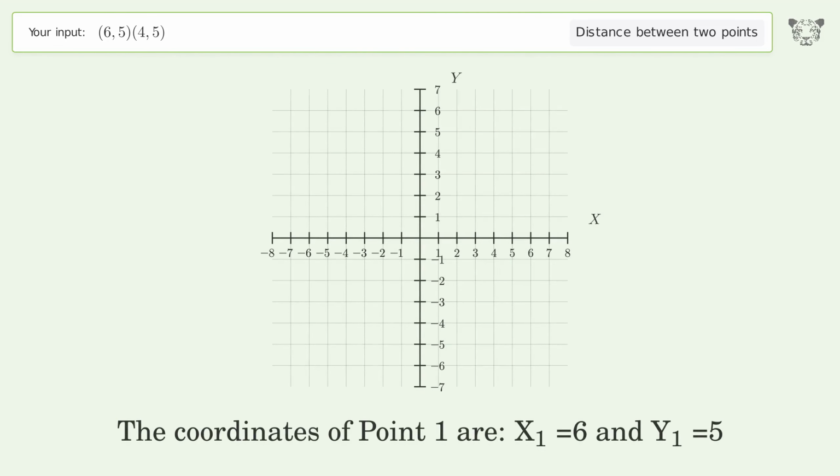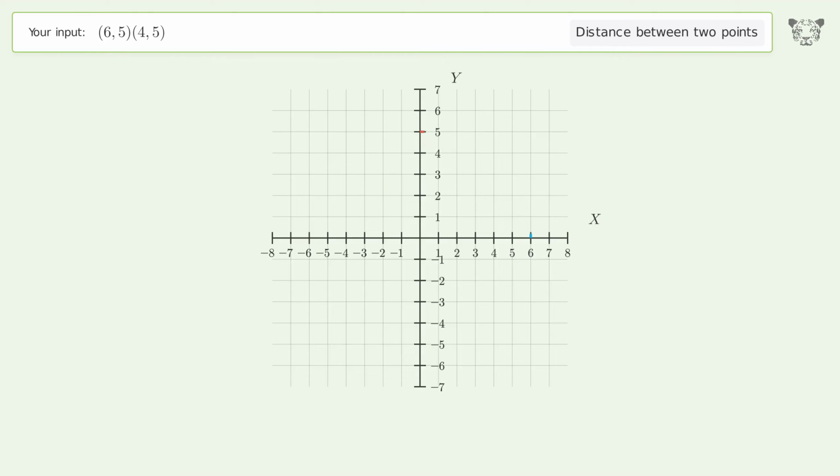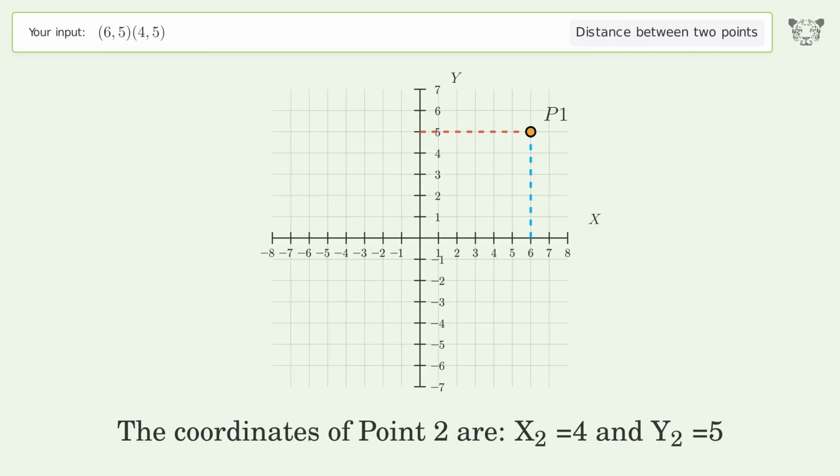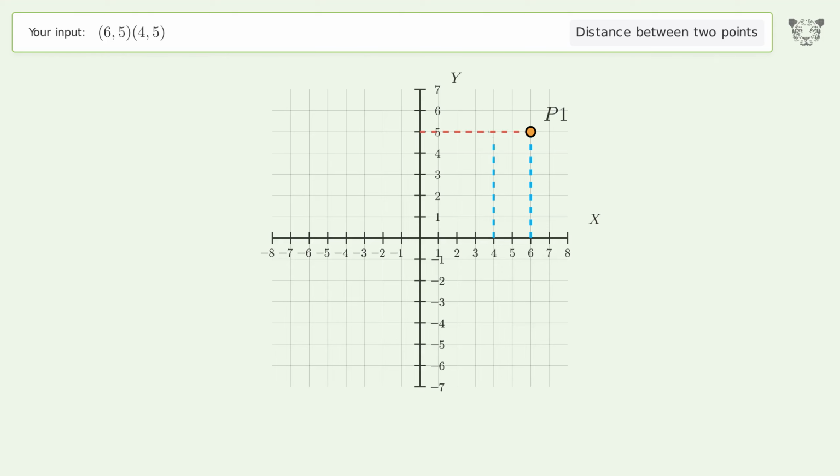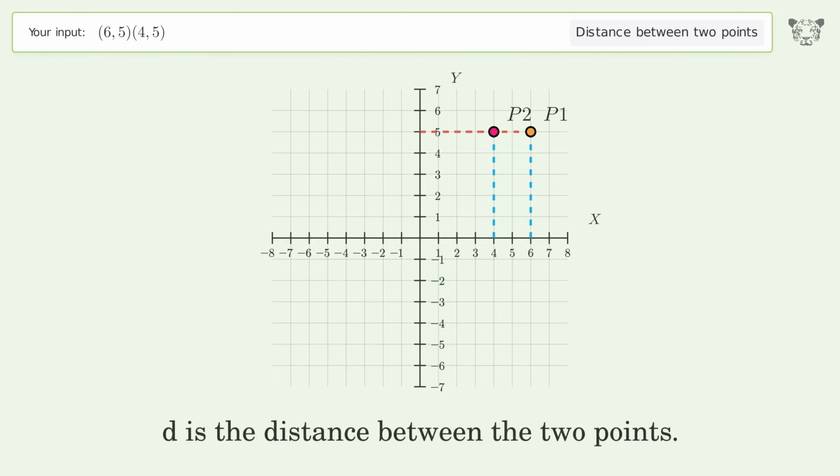The coordinates of point 1 are x1 equals 6 and y1 equals 5. The coordinates of point 2 are x2 equals 4 and y2 equals 5. D is the distance between the 2 points.